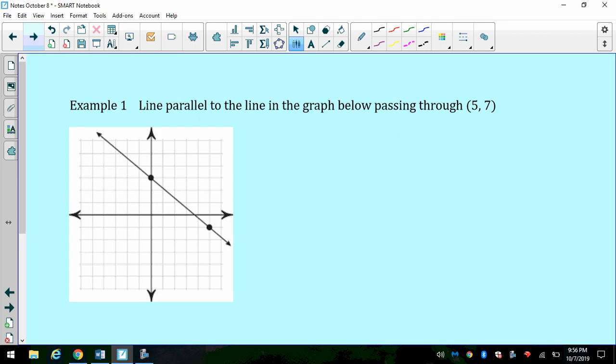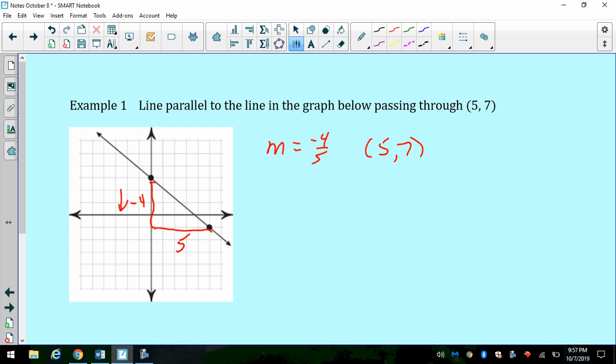So we want the line that's going to be parallel to this line, and it has to pass through 5, 7. So as it says in your notes, the first thing you need to do is to find the slope of the existing line. Now this is the same one we had previously. And so the run was 5, and the slope, because it was going down, was -4. So the slope of our line is -4/5, and it has to pass through the point 5, 7.